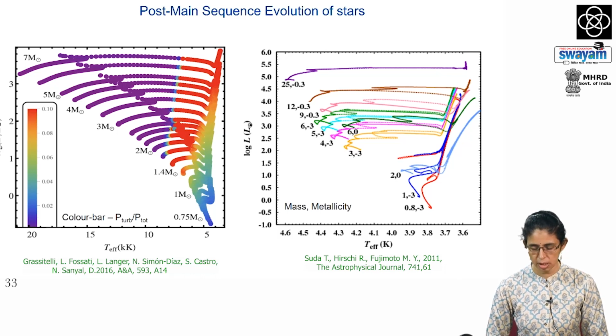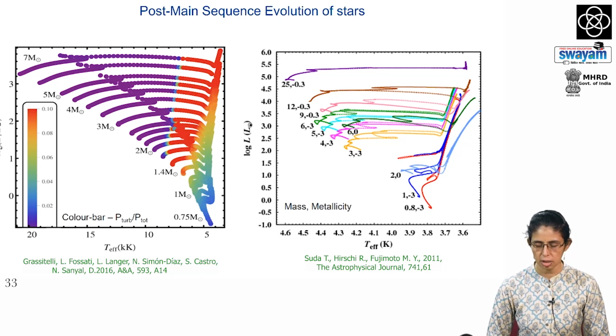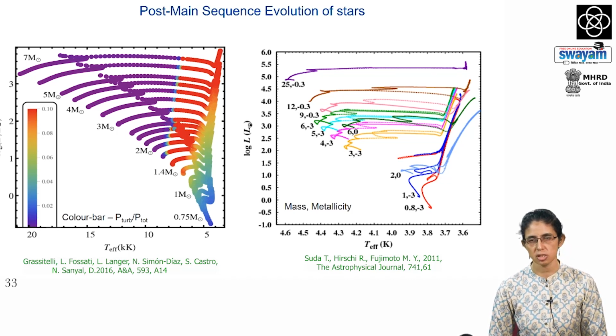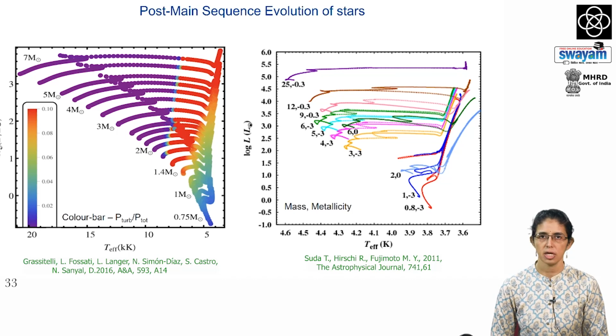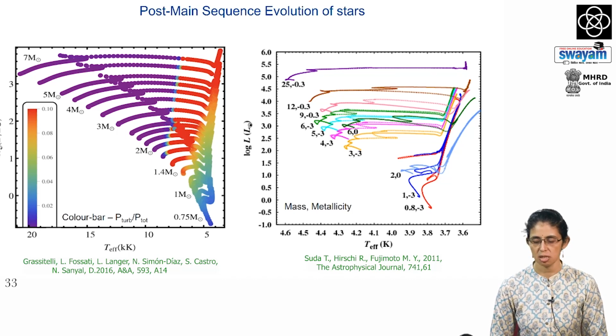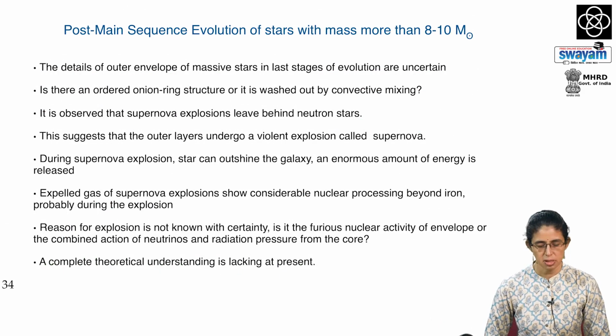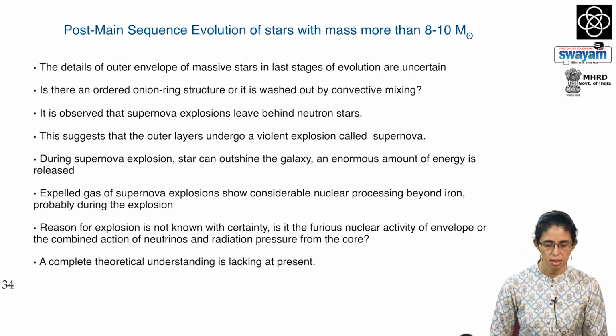This is another set of models by an alternate group, which shows the effect of the evolutionary stage from 0.8 solar mass to 25 solar mass. The effect of metallicity is also considered in the evolutionary stage, as the numbers across each track represent the mass and the metallicity. And again one sees that for the low mass stars there is a drastic change in luminosity across many orders of magnitude as it evolves, whereas for the high mass stars the change in luminosity is minimal. For the massive stars, the details of the outer envelope are quite uncertain.